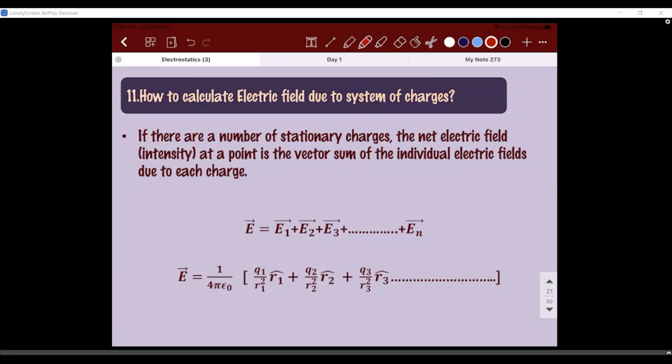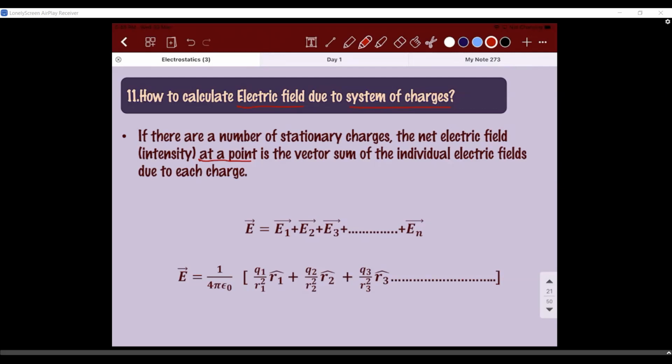Now you see how to calculate the electric field due to a system of charges. We understood how to calculate the forces. There we use the principle of superposition. Same logic, except that there you have two charges, here you have only one charge. If there are a number of stationary charges, because electric field is majorly defined when charges are there, and if you are studying electrostatics it is better to have stationary charges, then the net electric field intensity at a point is what? It is a vector sum again, because electric field is a vector.